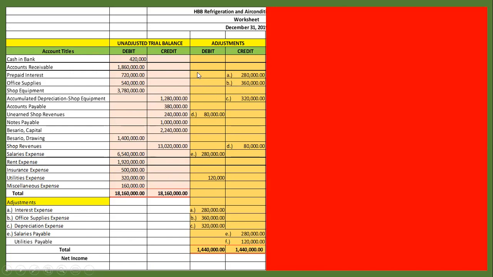So after posting, get the total of all your amounts in the adjustment column. So get your total debit and get your total credit. Make sure the two amounts are equal. So the total is 1,440,000, and on the credit side we also have 1,440,000.